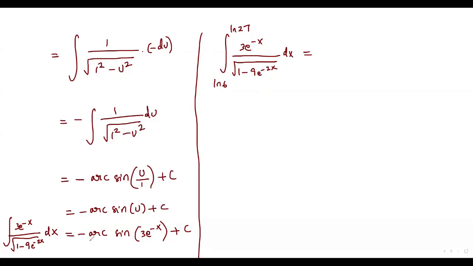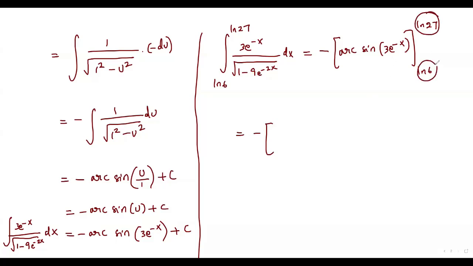Okay, and also the negative sign has nothing to do with the limits, so we can apply the limits only to this part over here. Then we get negative of arc sine of 3 times e to the power of negative x, with the lower limit ln 6 and the upper limit ln 27. Now these are the limits of x. So in this result, in place of x, first we have to plug in the upper limit ln 27.